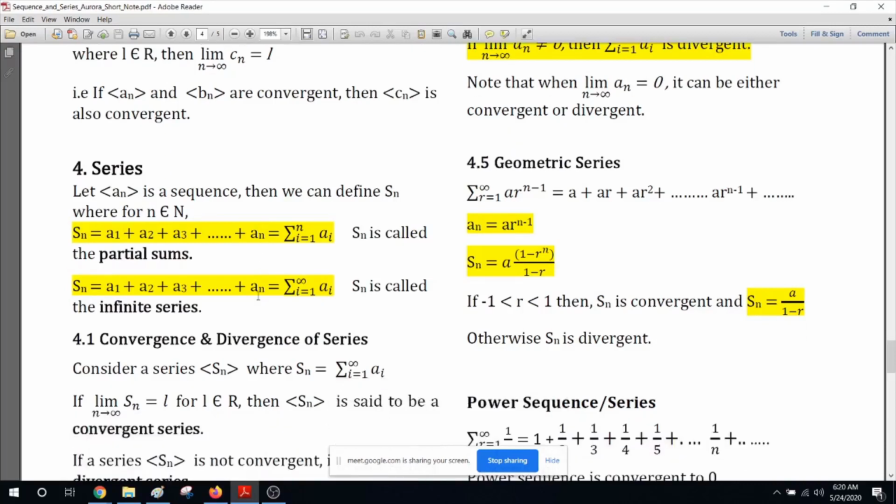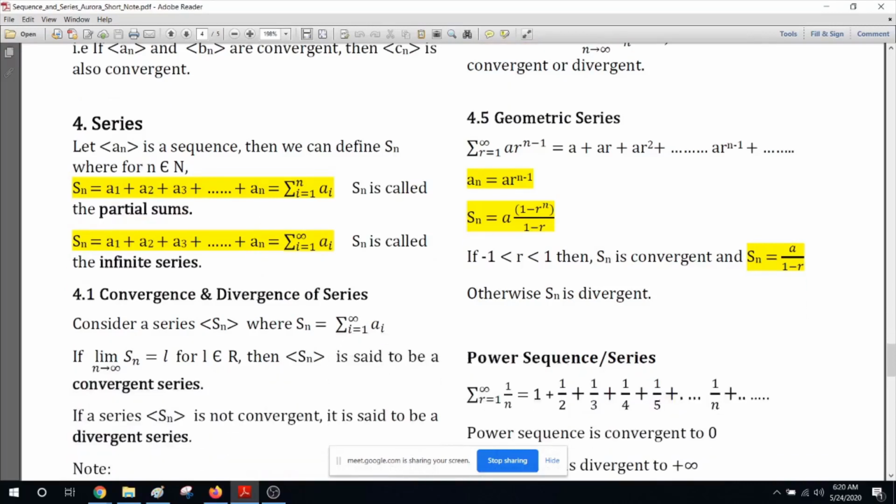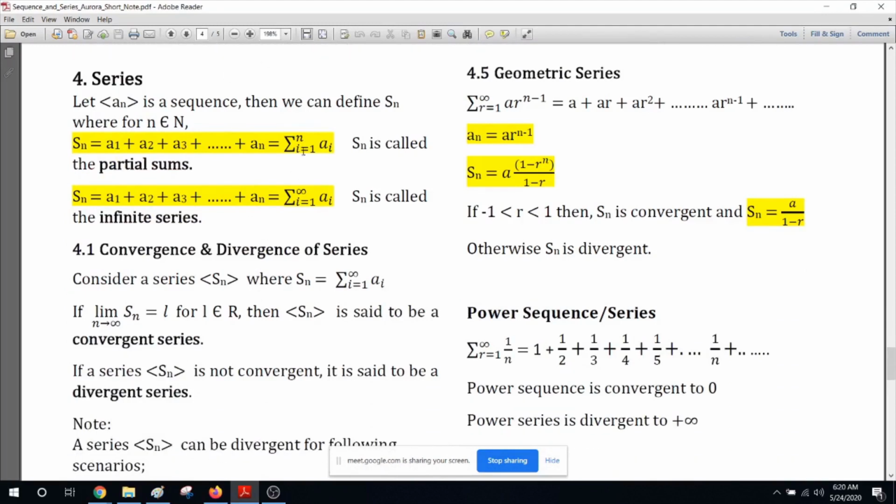Today we are going to discuss series. A series is a sequence written as a summation, so here we use the notation sigma. To denote a series we use Sn, because for the nth term we use an. To denote a summation up to n terms we use Sn.